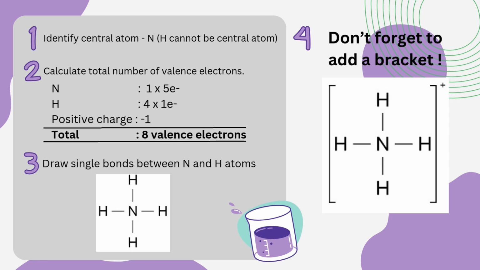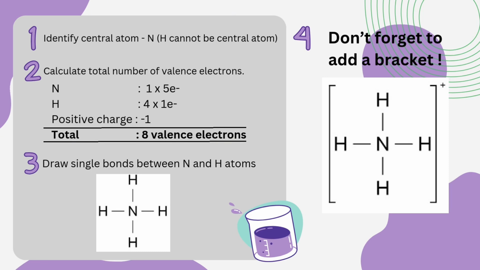Secondly, we need to calculate the total number of valence electrons. In ammonium ion, there are 1 nitrogen atom and 4 hydrogen atoms. For each nitrogen atom, we have 5 valence electrons, and for each hydrogen atom, we have 1 valence electron. So, the total number of valence electrons is now 9.